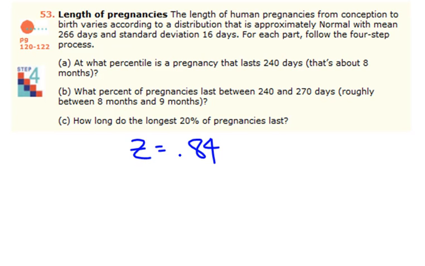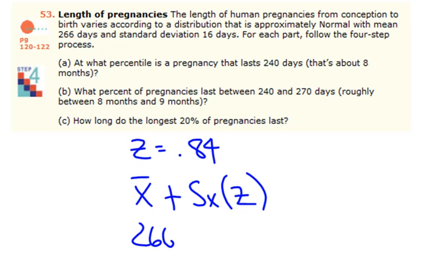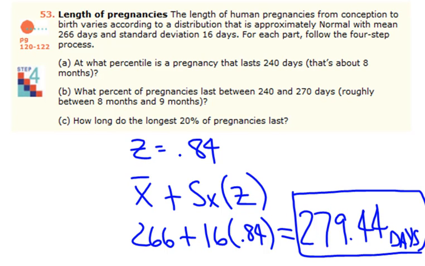So now, to finish the question, you have to remember what the z-score means. It's the number of standard deviations, and the formula that I told you earlier in the year: anytime I want to find a value in context, I can multiply the standard deviation times the z-score and then add that to the mean. So in this case, the mean was 266 days, standard deviation 16, z-score 0.84. So that came out to 279.44 days.